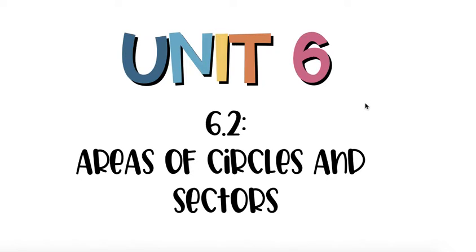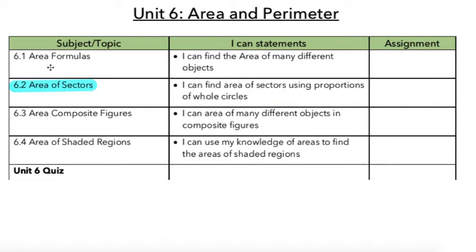This is Unit 6, Section 6.2, exploring the areas of circles and sectors. So last time we looked at area formulas for many objects: the rectangle, square, parallelogram, triangle, trapezoid, and circle. Today we're going to continue the idea of circles, but also look at sectors, which is part of a circle.